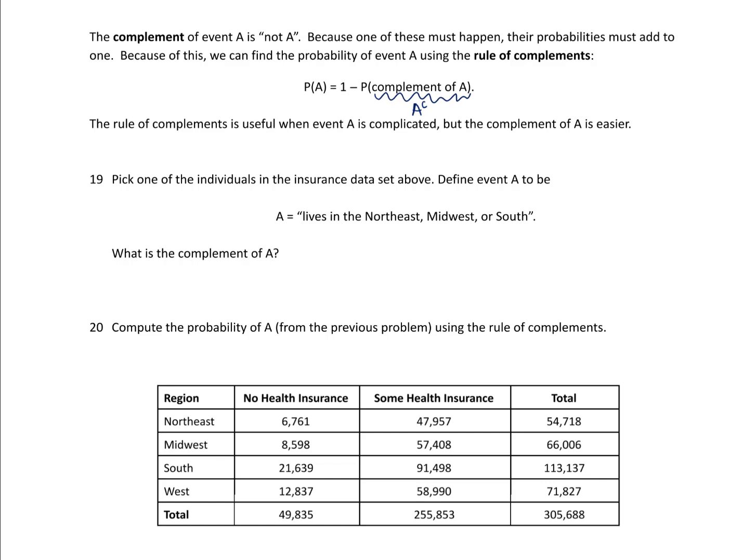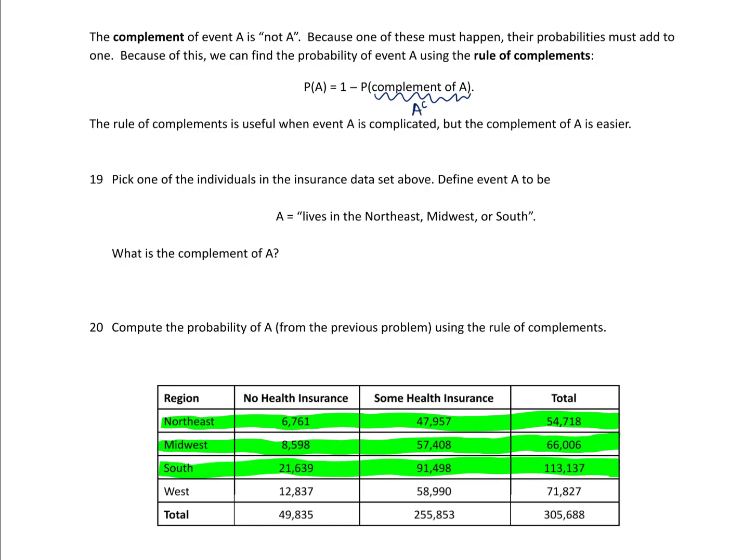The rule of complements is useful when event A is complicated, but the complement of A is easier. Pick one of the individuals in the insurance data above. Define event A to be A is equal to lives in the Northeast, Midwest, or South. I'm going to highlight these rows in the table below. We can see in the table that there's only one category remaining, and that is West. So the complement of A is West.